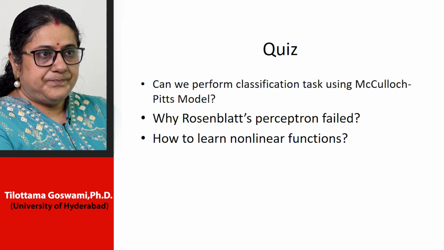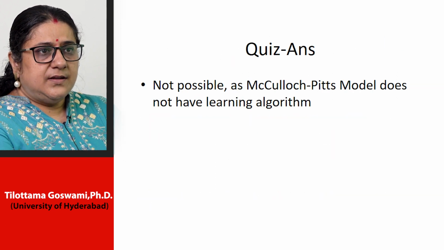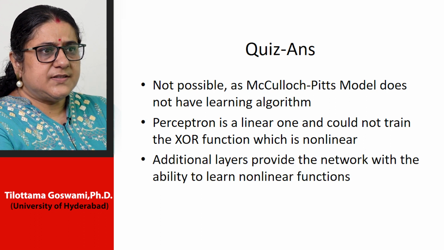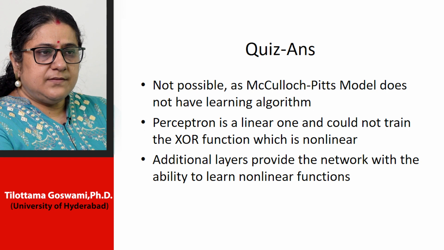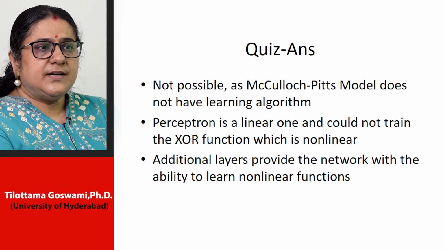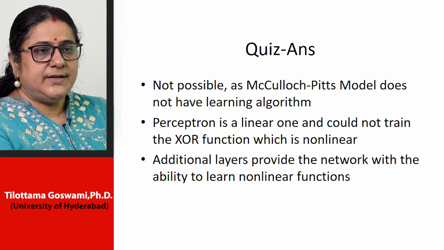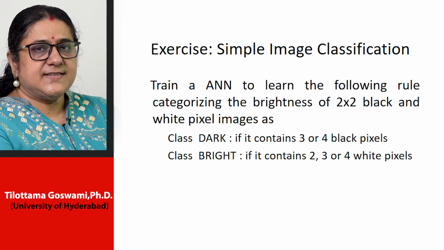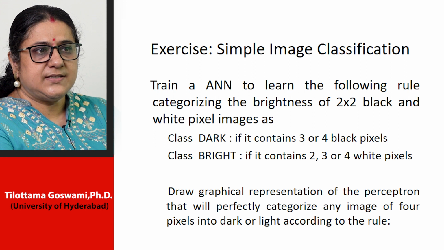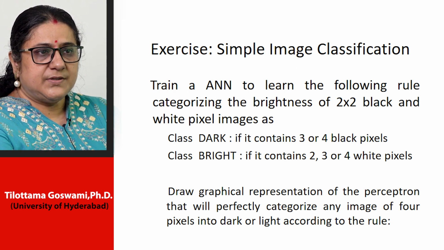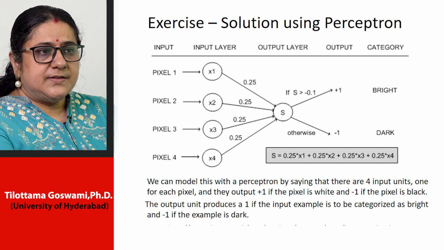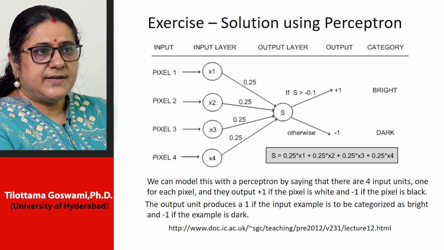Coming to the quiz, let's see the answer. The McCulloch-Pitts model does not have a learning algorithm, and the perceptron is a linear one and cannot train the XOR. Additional layers provide the network with the ability to learn non-linear functions. This is an exercise for simple image classification. Given this problem, try to draw the graphical representation of the perceptron. This is the answer. The solution you can find out. This is the diagram for solving the problem.